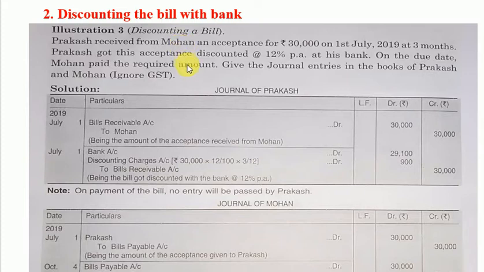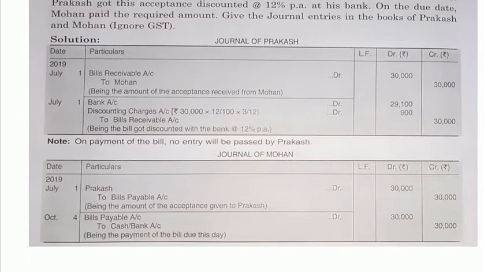So let us go into the first entry. Prakash is the drawer. So the entry in the book of Prakash on July 1 is: Bills Receivable account debit to Mohan, 30,000, being bills receivable drawn on Mohan. The same transaction has an entry in the book of Mohan: Prakash debit to Bills Payable account. So remember, this bill payable is a liability for Mohan, whereas for Prakash, this is an asset.